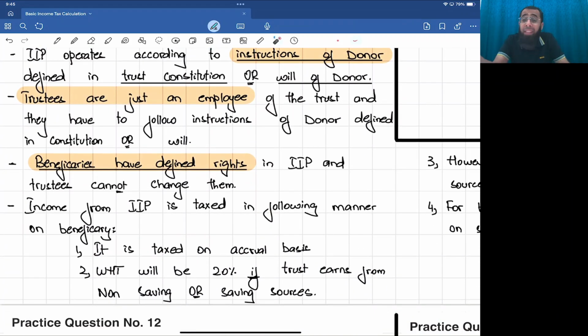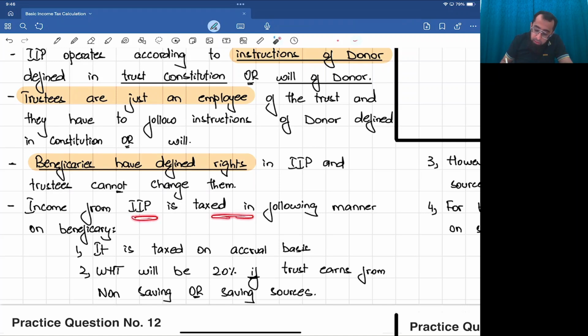Maybe the donor has died. He is no more alive. So his instructions will be followed. Beneficiaries have the defined rights. Now, since in interest in possession trust the objective is not to do tax planning, the tax rules are also more logical, not like the 45% withholding.